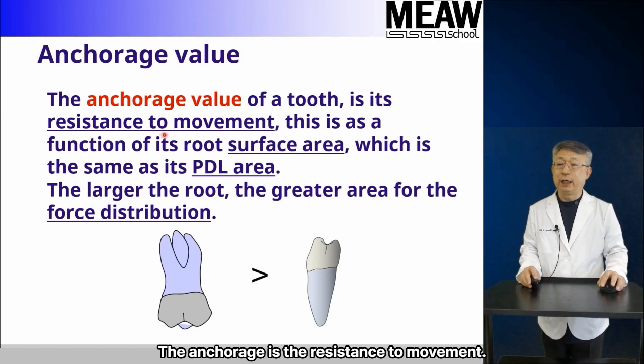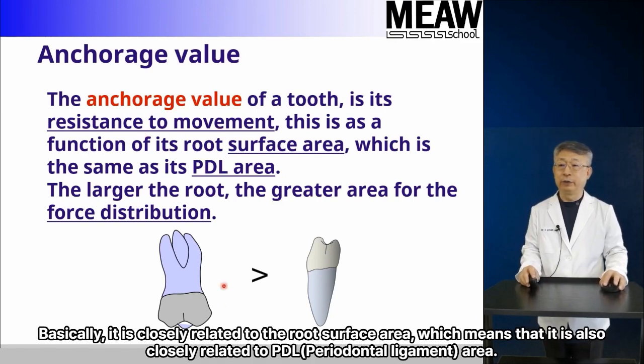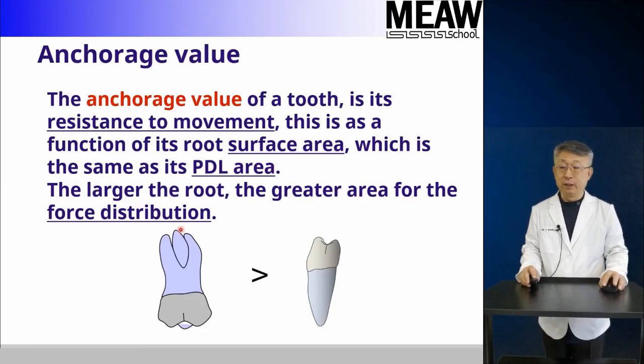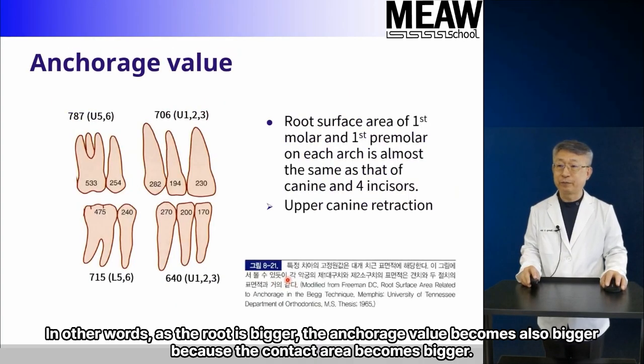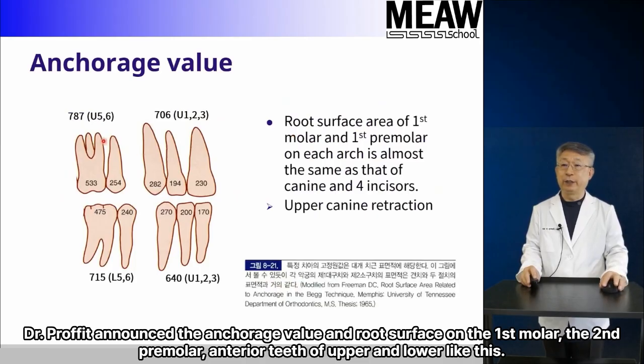The anchorage is the resistance to movement. Basically, it is closely related to the root surface area, which means that it is also closely related to the PDL, periodontal ligament area. In other words, as the root is bigger, the anchorage value becomes also bigger because the contact area becomes bigger. Dr. Profit announced the anchorage value and root surface on the first molar, the second premolar, anterior teeth of upper and lower like this.